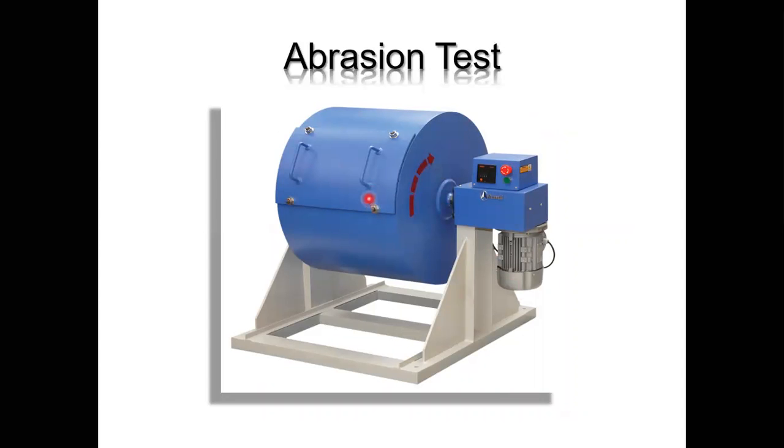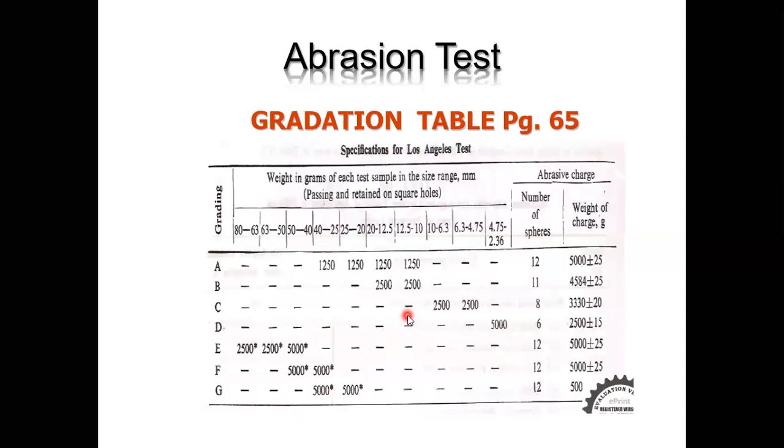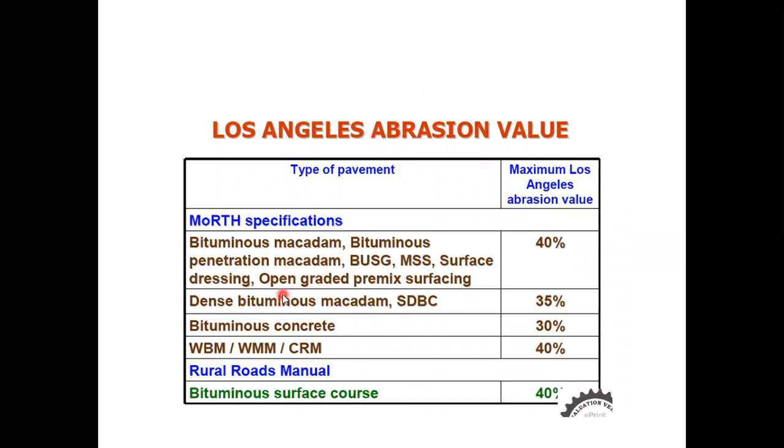So W1 will be 5 kg, then you give 500 rotations, then sieve it through the 1.7 mm sieve and take the weight of the material retained, that will be W2. Okay, so the formula is there, you calculate the Los Angeles abrasion value. Whatever the value you get, suppose you are getting 40%, so for bituminous macadam, bituminous penetration macadam, BUSG, MSS, surface dressing, open grade premix surfacing, for all these layers the maximum allowable abrasion value should be 40%. If it is more than this, you can't use it.